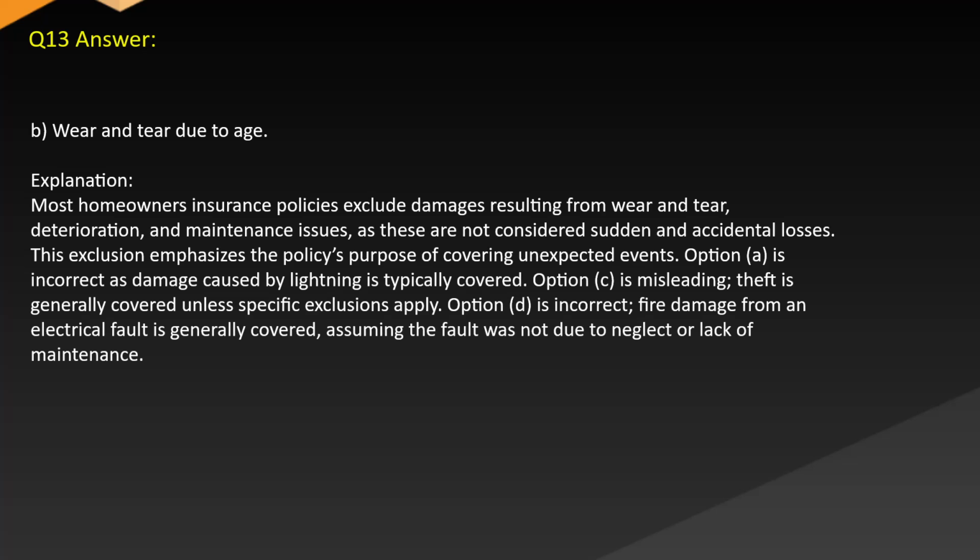Answer: B. Wear and tear due to age. Explanation: most homeowners' insurance policies exclude damages resulting from wear and tear, deterioration, and maintenance issues, as these are not considered sudden and accidental losses. This exclusion emphasizes the policy's purpose of covering unexpected events.